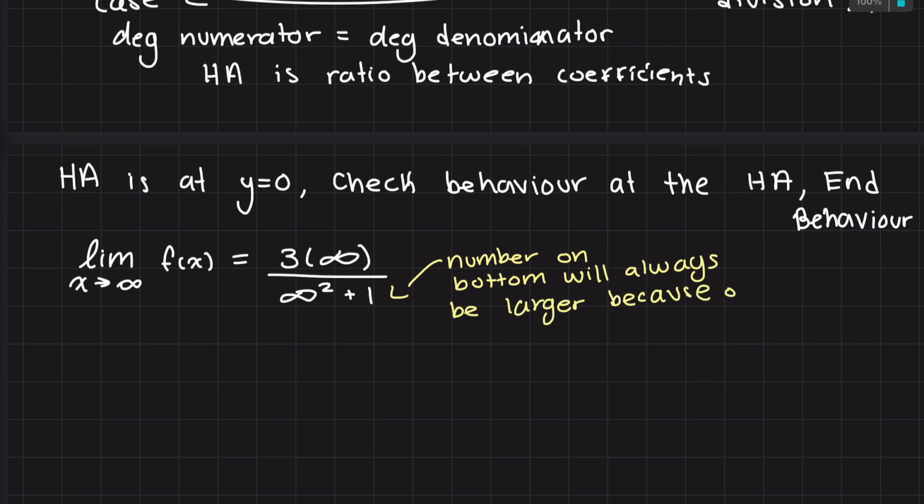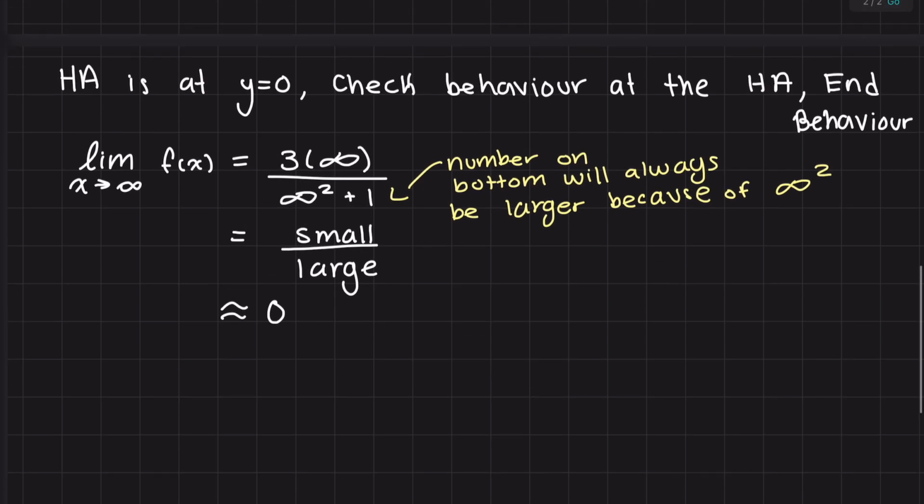As you can see, we have an infinity squared on the bottom. This means that that number in the bottom is going to be insanely large, and it's growing at a rate faster than the top. This means that we are dividing a smaller number at the top by a really large number, and that's going to be approximately 0.